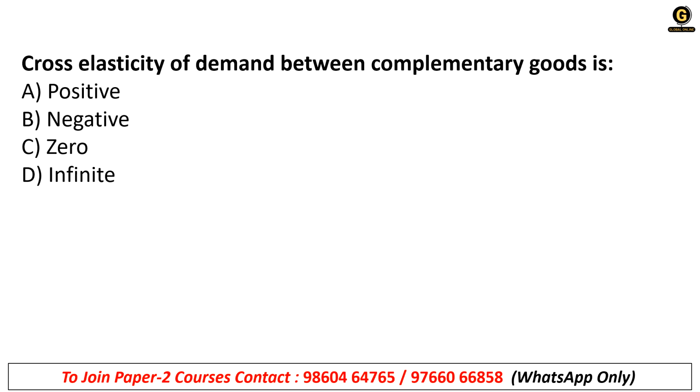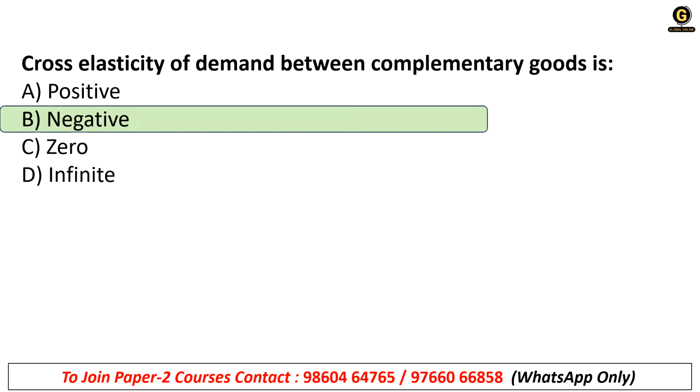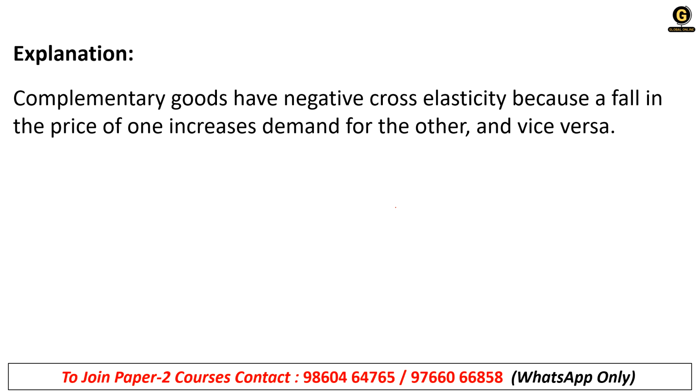Next one is cross elasticity of demand between complementary goods is A positive, B negative, C 0 or D infinite. It is negative. Cross elasticity of demand between complementary goods is negative. Because in complementary goods, there are X and Y. If the price of X is decreased, the demand for Y will be increased. That happens in complementary goods.